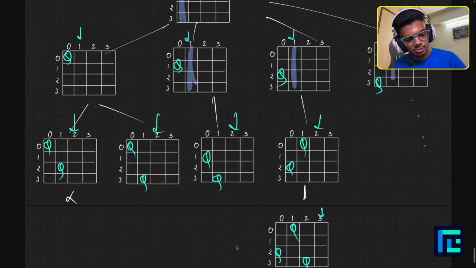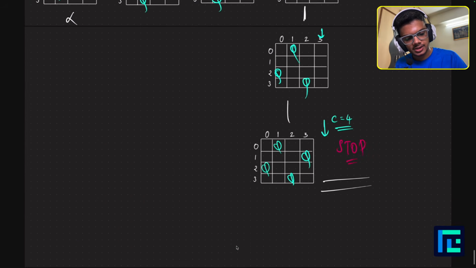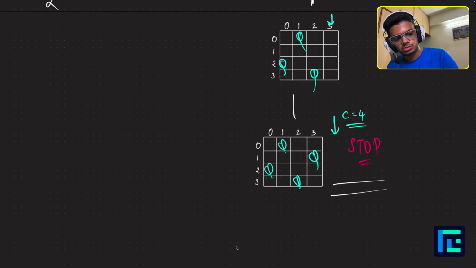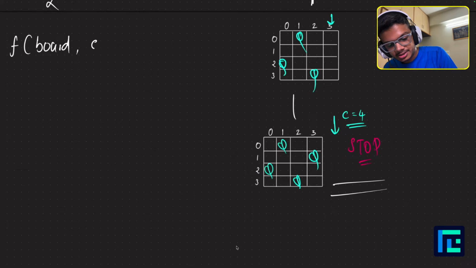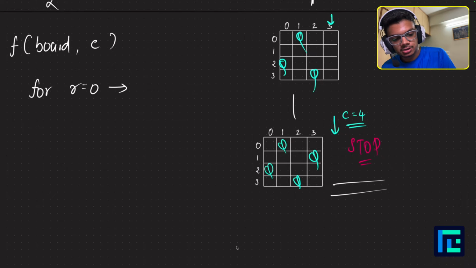So can you write the pseudocode here? I think we are in a position to write the pseudocode. So what does our function do? Our function takes the chessboard, the entire n by n chessboard we have, and it also takes the current column we are in, right? And what it tries to do is put a queen on every possible row. So R goes from 0 till n minus 1, right? It tries to place a queen on every possible row.